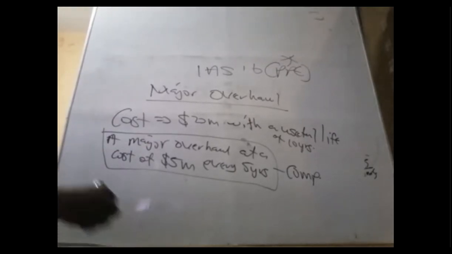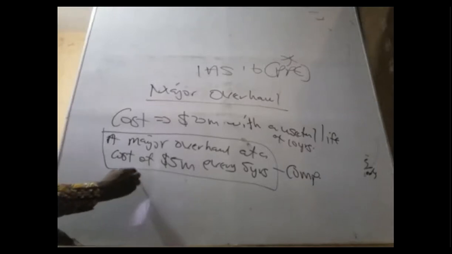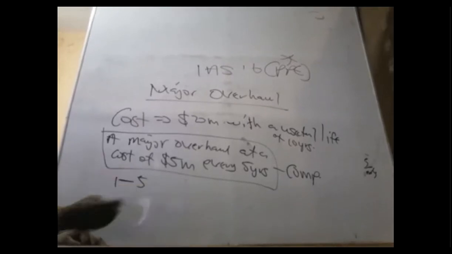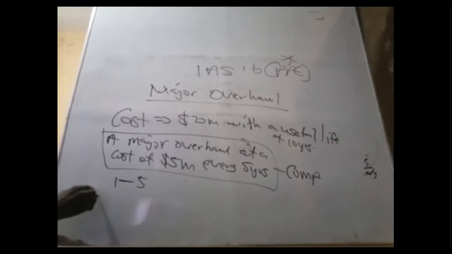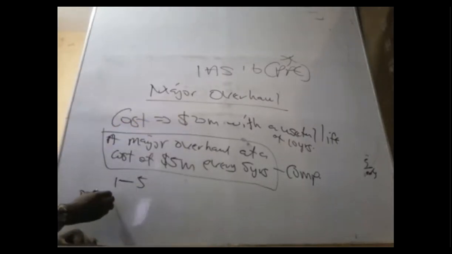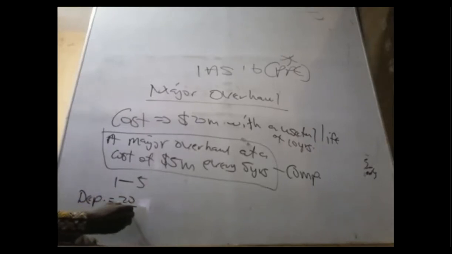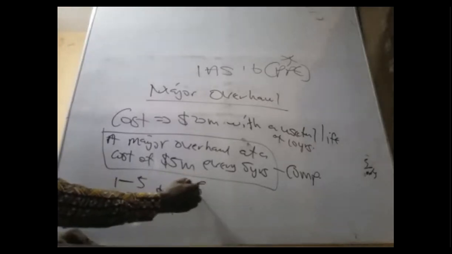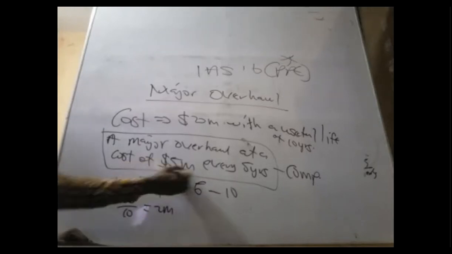So all we are saying is this: from year 1 to year 5, we have to depreciate the cost over the 10-year period. So that will be 20 over 10, which is equal to 2 million. That is it. For the first 5 years, depreciation will be just 2 million.